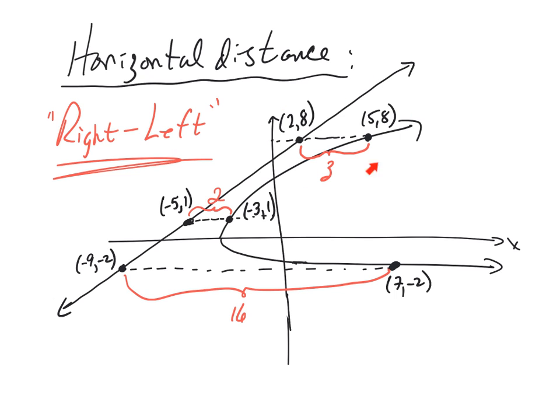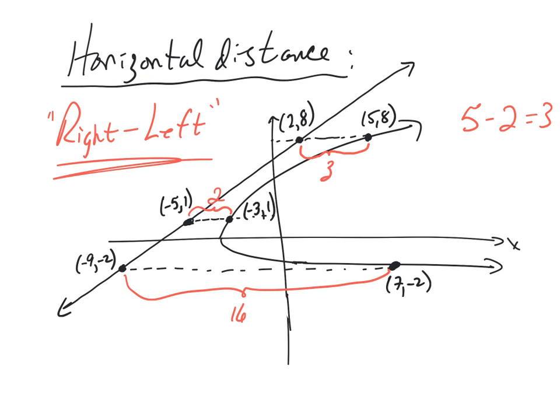If you look at this upper pair of points and look at the difference of the x's, right x minus left x, right is 5, left is 2, so 5 minus 2 is 3. And I could write that out. Anybody would like to see it? The point to the right minus the point to the left gives us the distance between.